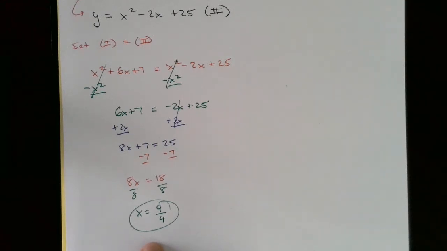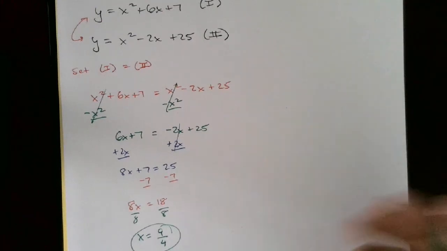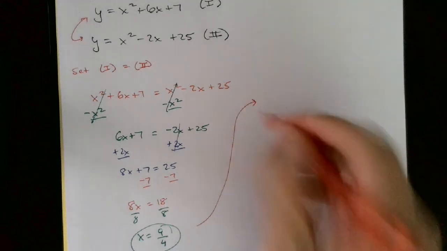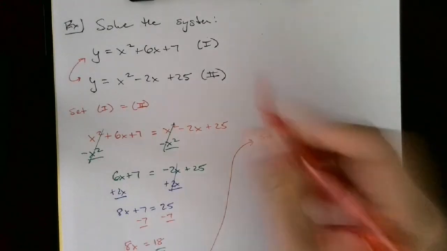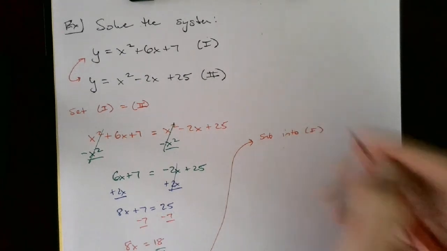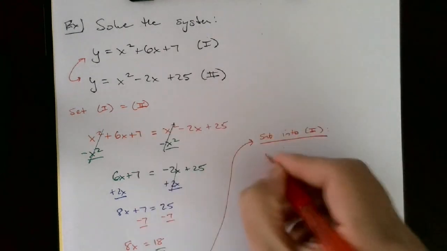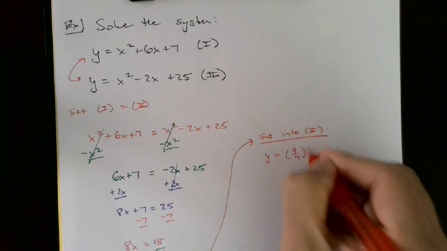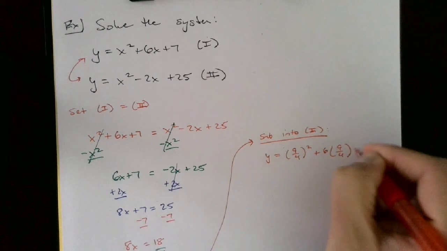Well, how do I find the y value? I substitute back in. Sometimes people don't like this because they have to substitute in a fraction, but it's really no more difficult than what we've done in the past. So we're going to sub this into either equation. I'll sub into 1, and when I sub into 1, I would have y equals x squared, so it's 9/4 squared, plus 6 times x, which is 9/4, plus 7.